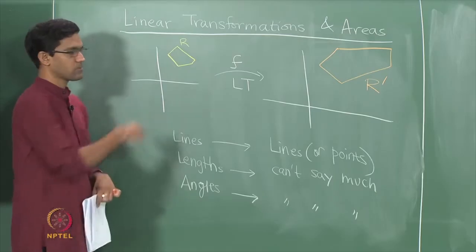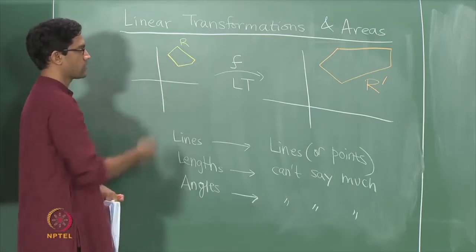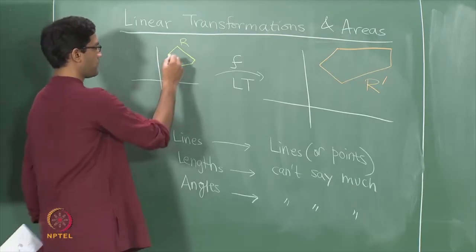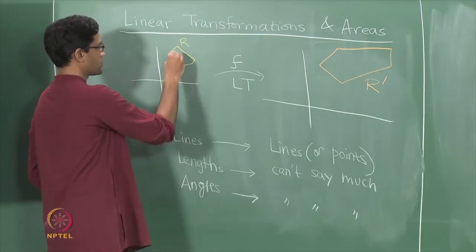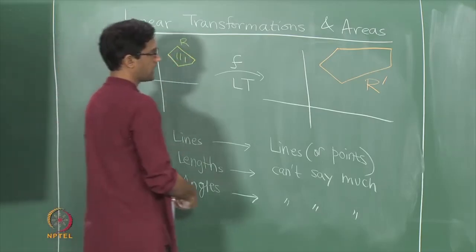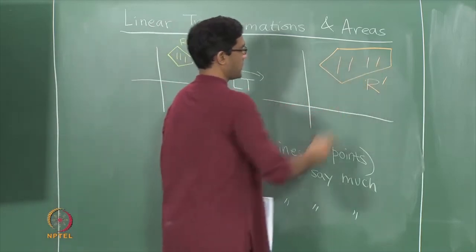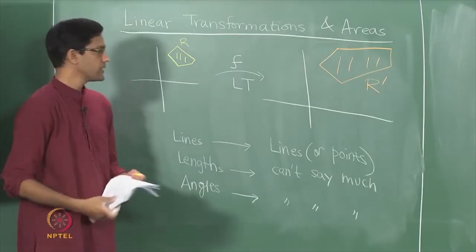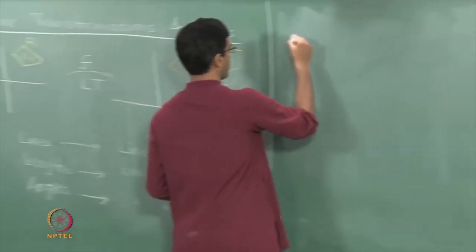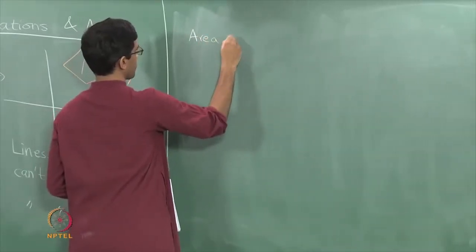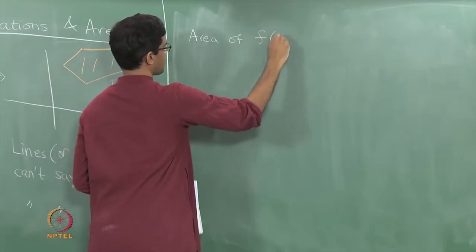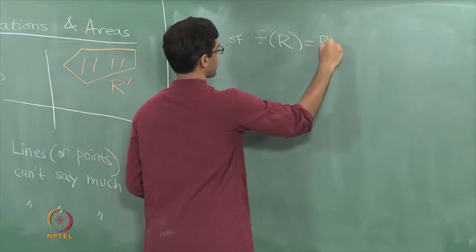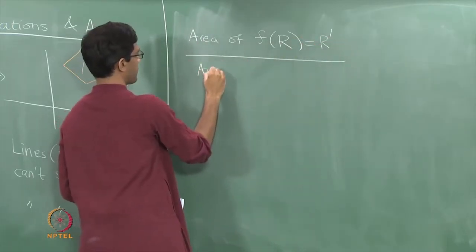I'm just depicting something schematically here. It's probably not a very good picture in general. So now here's the question. I want to compare the area enclosed by the region R with the area enclosed by the region R dash. This is the typical thing that we had looked at earlier. By what factor does the area increase or decrease? So I want the area of the region R dash, which is f of R, the image of R under the function f, divided by the area of R.